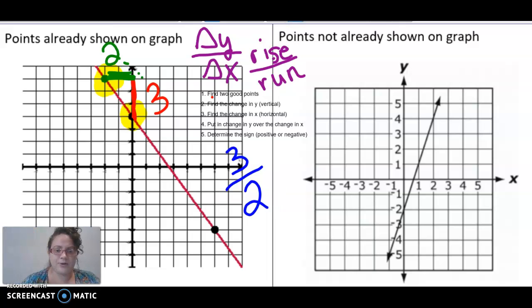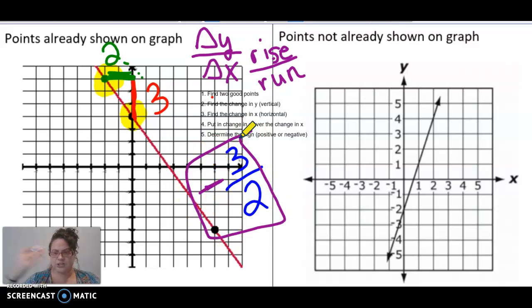And then lastly, we determine the sign. Is it positive or negative? Well, going from left to right, because we always read left to right, starting at the left and going to the right, my graph is going down, which makes it negative. So it's a negative slope.